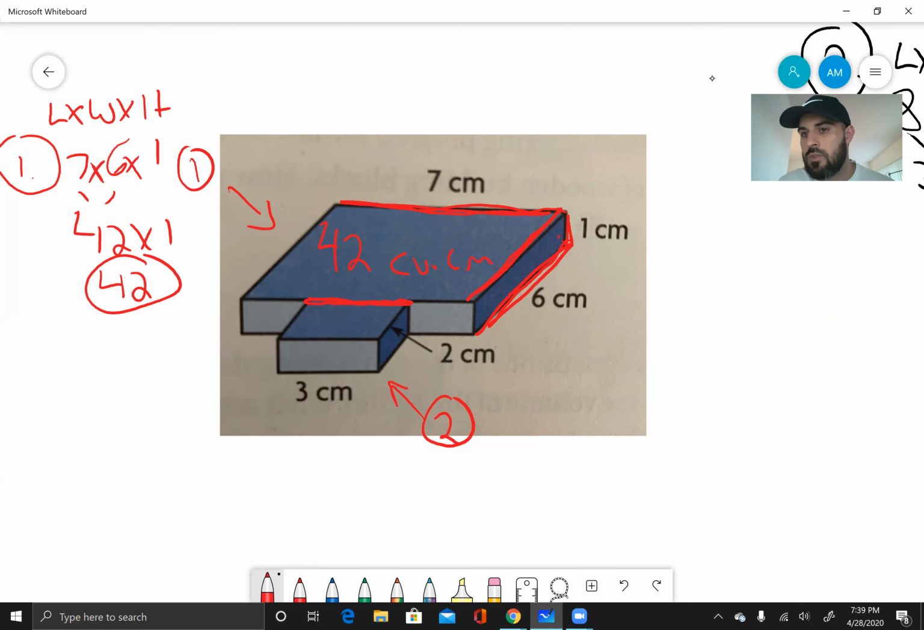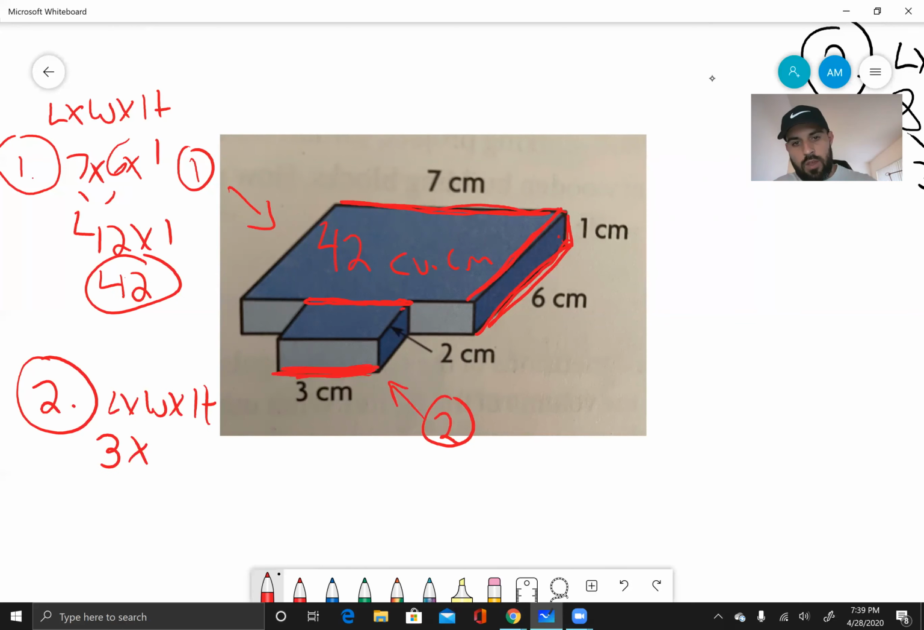Now, let's find figure 2, add it together, and then we're done. Okay. Length. The length can't be 7, but what do I see here? I actually have a length right here. I have a length of 3. I have a width. My width is right here. It's given to me with the little arrow. Shout out the arrow. Of 2.